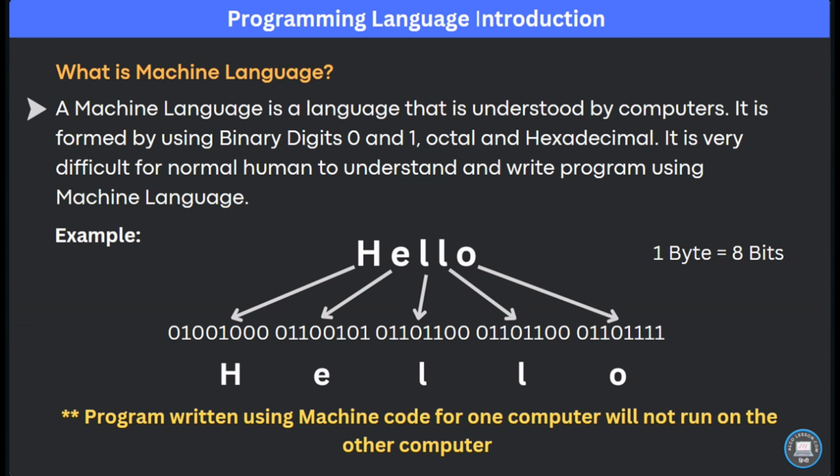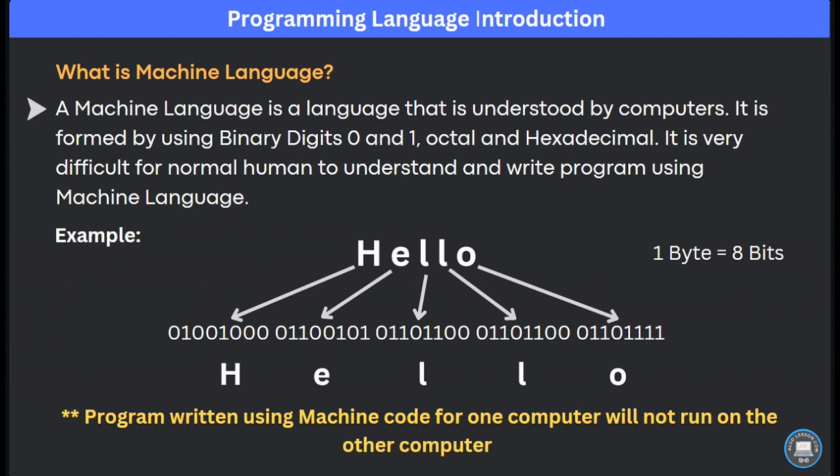Let's say you build some application on your system, and if you want to run that same application on another system, then it will not work. So you have to write different code again for different machines. It is quite frustrating to write the same code again and again for different machines, and it is not a good idea. So you can see why machine language is difficult for a normal human.